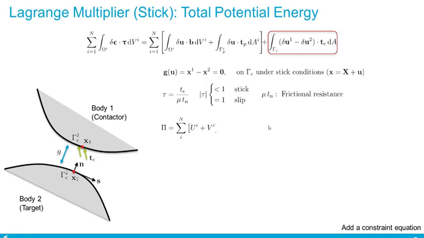Now with the Lagrange multiplier, we have a constrained total potential energy to minimize, which means that now on the right side we have minus the integral over the Lagrange multiplier, which in this case would be our contact stresses, dot product with our vector constraint equation. When the constraint equation is satisfied, this term goes to 0.